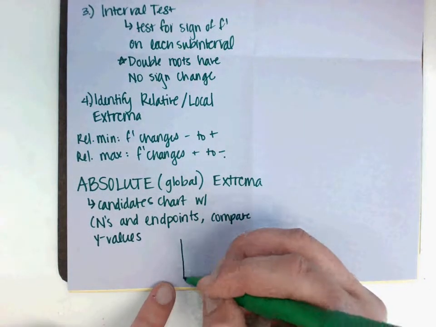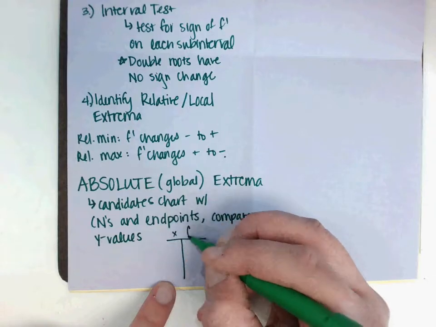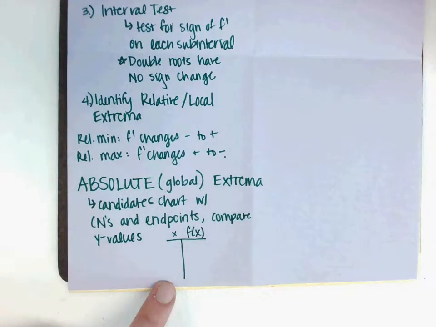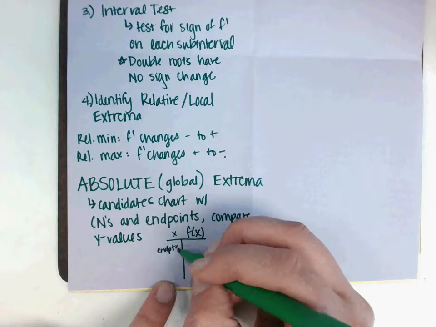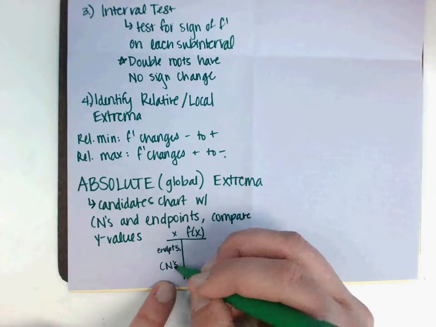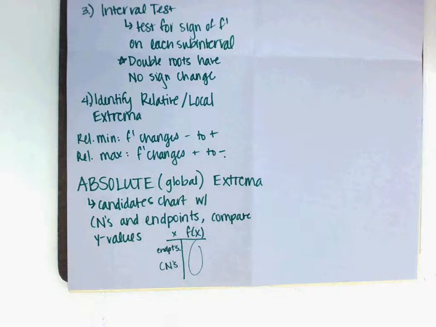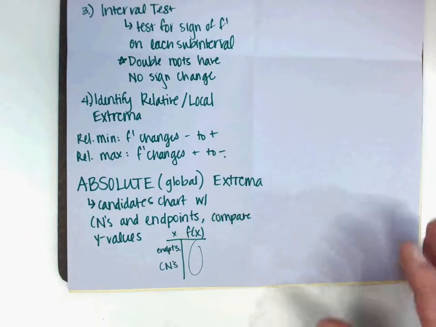So if here was my chart, x, f of x, that's the original, and then remember, I'm going to put my endpoints and my critical numbers. And then whichever of those y values is the biggest, that's my absolute max. Whatever the y value is the smallest, that's your absolute min. Pause the video if you need to, but I'm going to keep going.